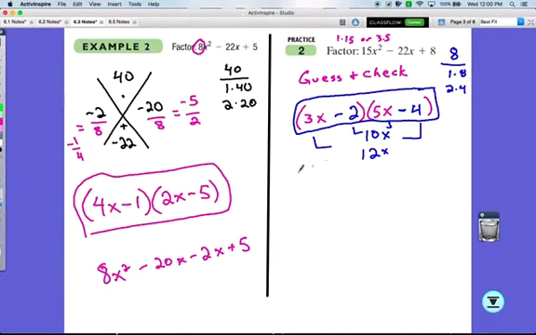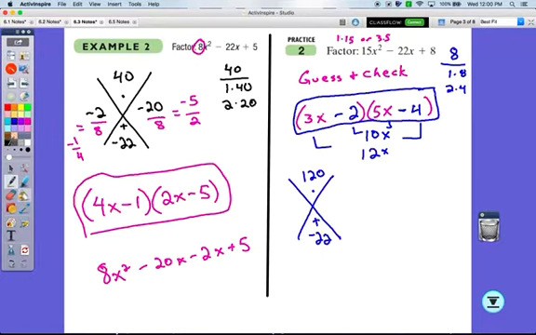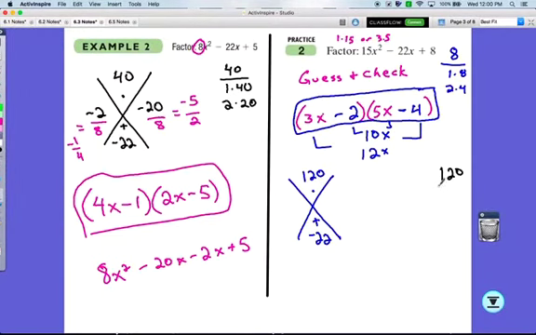If you don't like that method, don't do it. You can always do the big X, which I'll show you right here. Up top, 15 times the 8, which I believe gives you 120, and then the negative 22 on the bottom. Multiplication up top, addition on bottom. Then you have to figure out what multiplies to give me 120. That's where the big X method sometimes fails, when that number up top is really big.